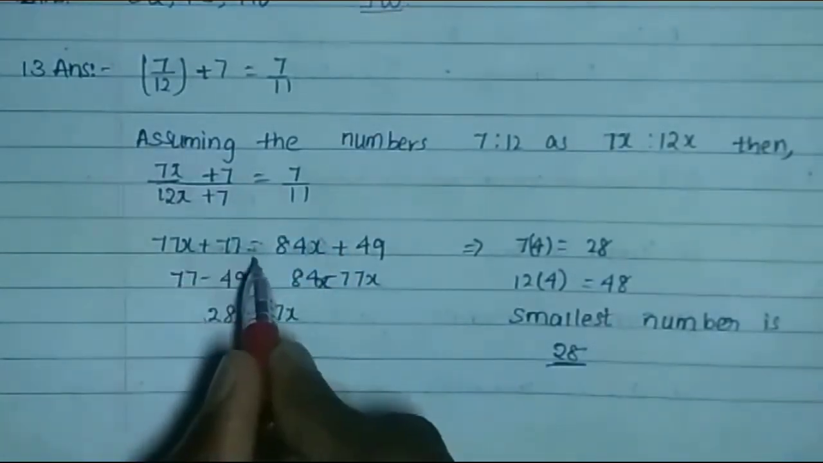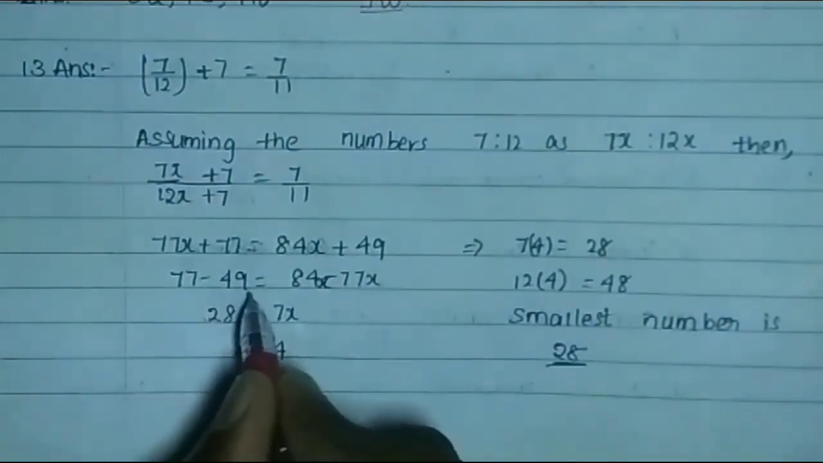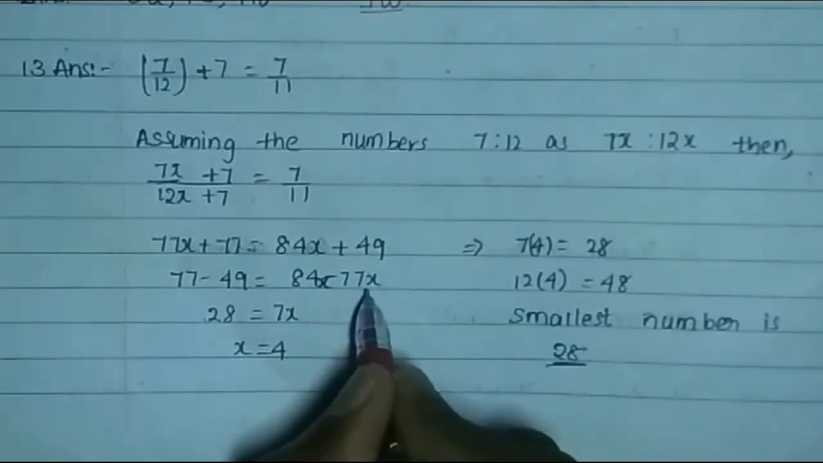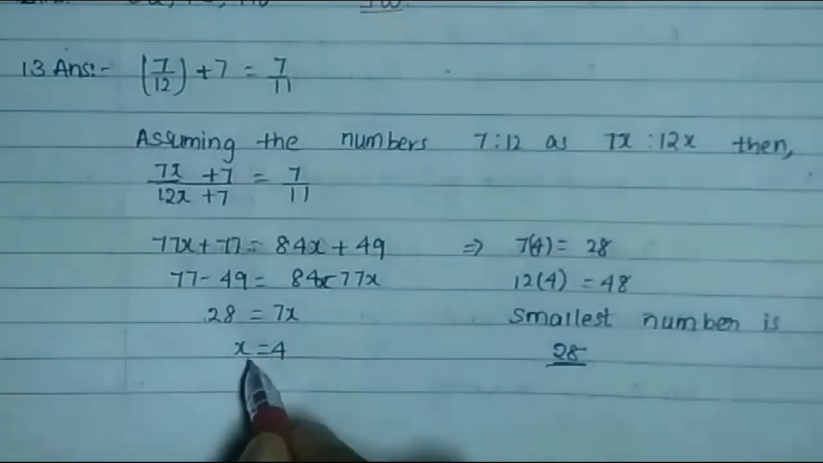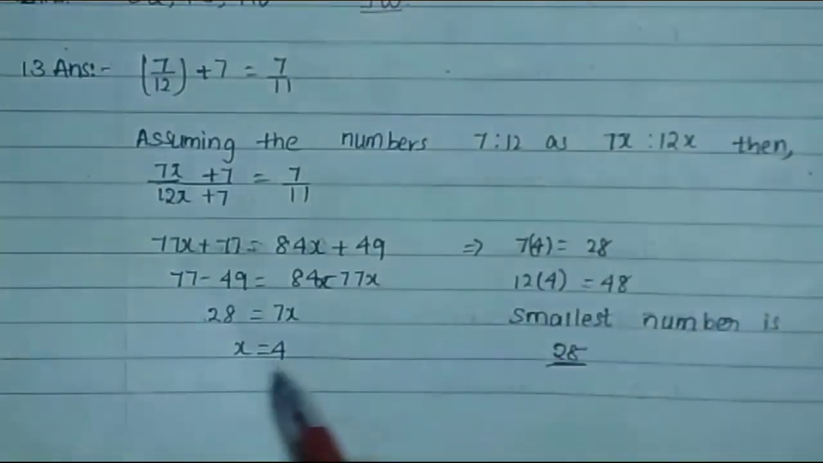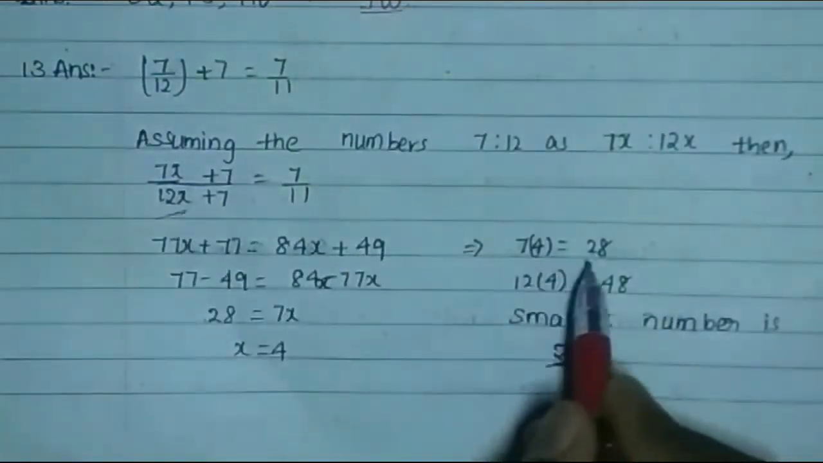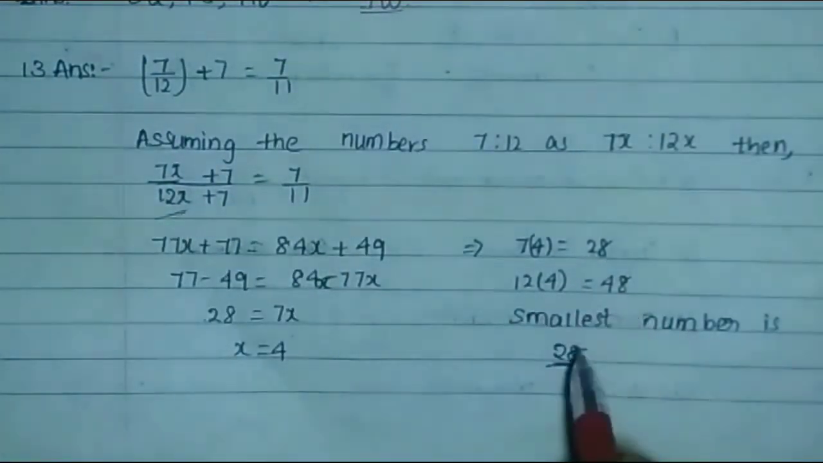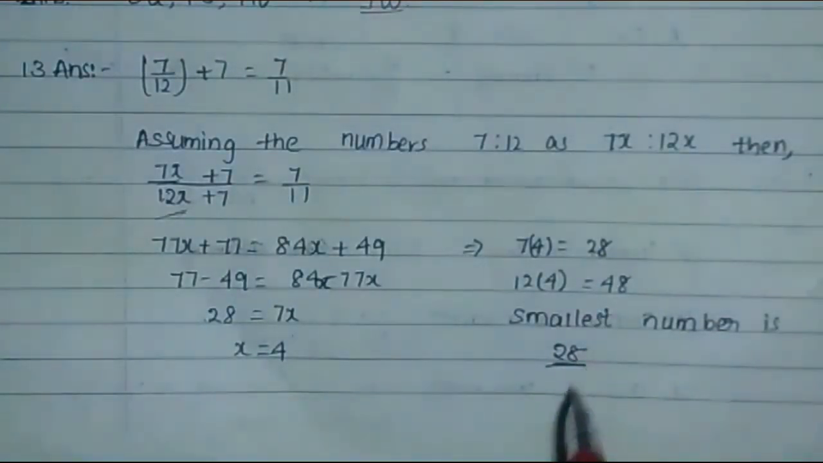77x plus 77 is equal to 84x plus 49. 77 minus 49 is equal to 84x minus 77x. 28 equals 7x, which simplifies to x equal to 4. From this we have to substitute the x value here. That is 7 fours are 28 and 12 fours are 48. Hence, between these two, the smallest number is 28.